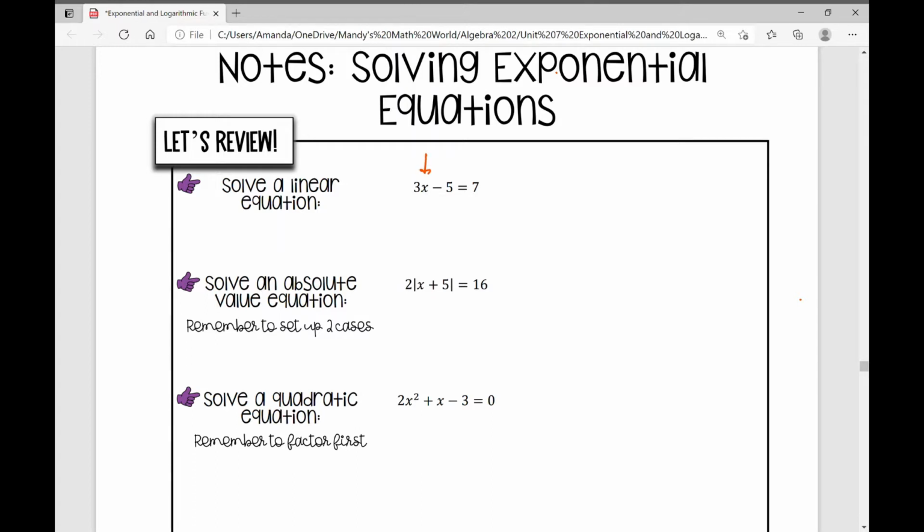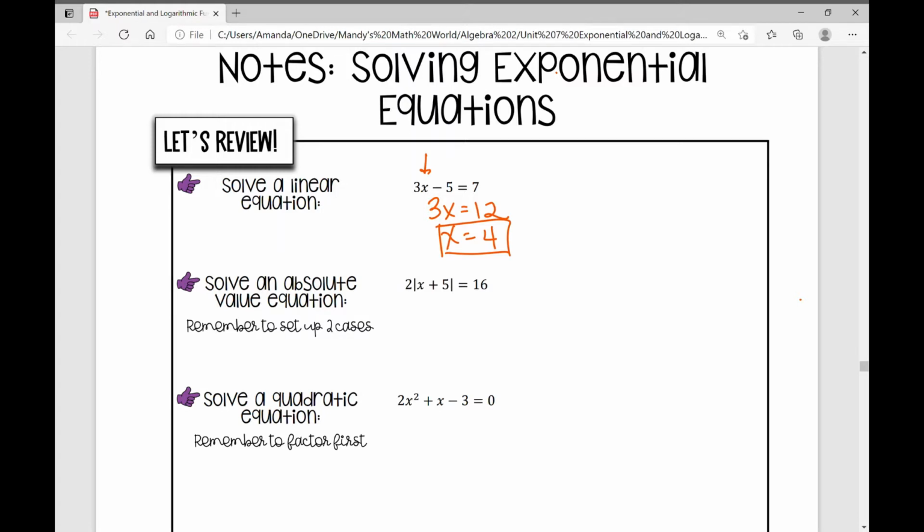I'm going to add 5 to both sides, and I get 3x equals 12. And then I'm going to use the inverse operation of multiplication, which is division. I'm going to divide both sides by 3, and I get x equals 4. So there's your very basic example, the first types of equations that you ever learned how to solve.